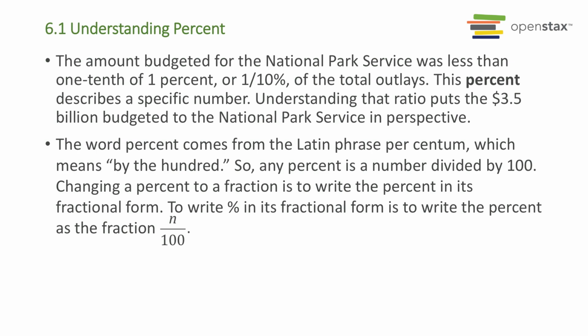To begin, we want to talk about this concept of percentages and where we see this. The amount budgeted for the National Park Service in the United States was less than 1/10 of 1% of the total outlays in the budget. So this percent describes a specific number, putting the $3.5 billion in perspective. The budget for the National Park Service, which was $3.5 billion, was really only 1/10 of 1% of the entire U.S. budget, which is in the trillions.